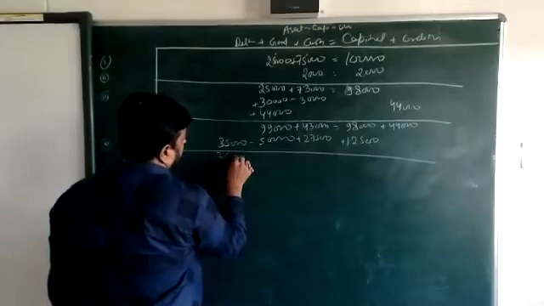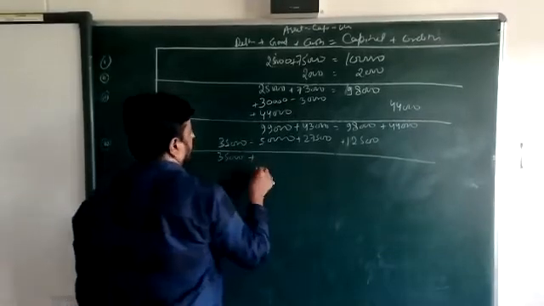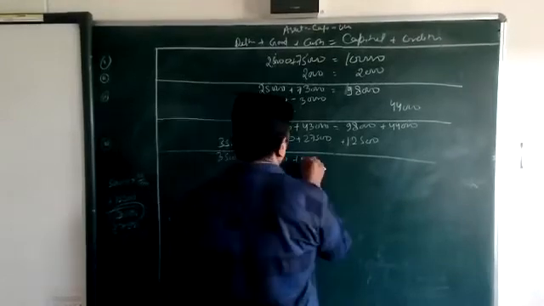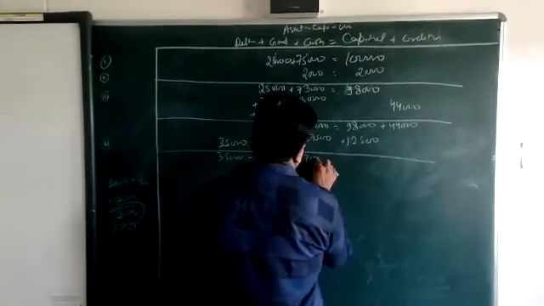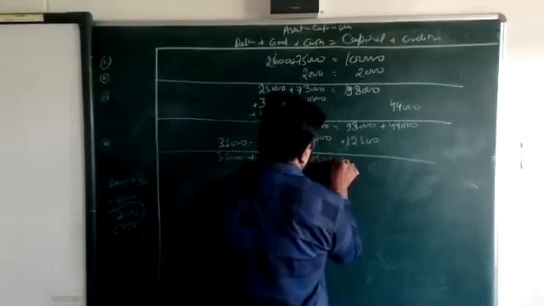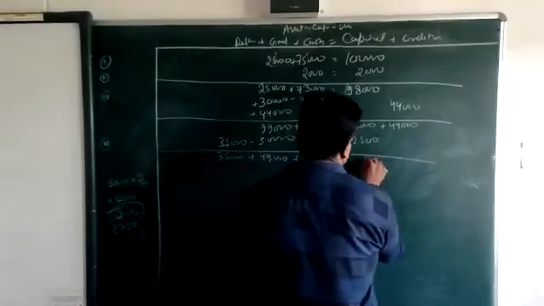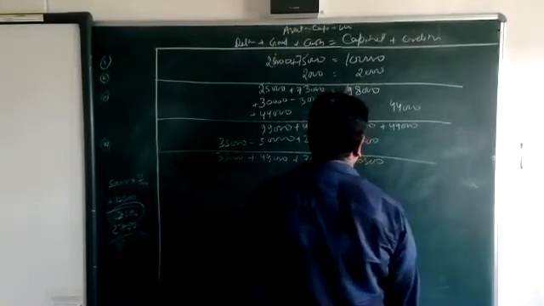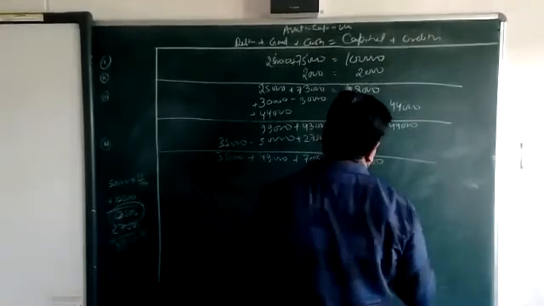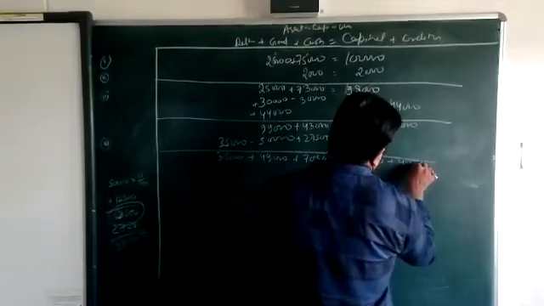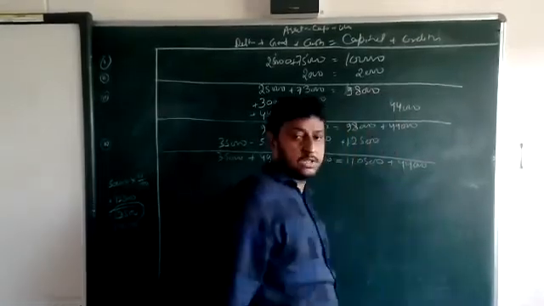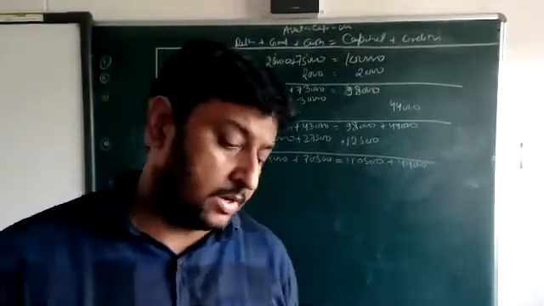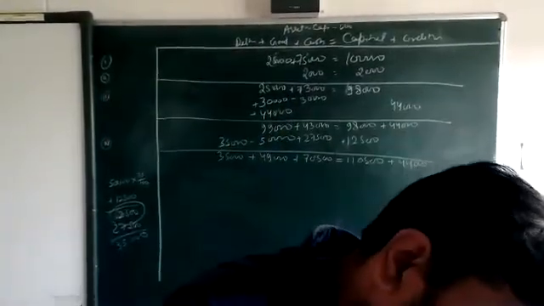Here 35,000, here 49,000, then 70,500 is equal to 1,10,500 plus 44,000. Okay, beta? Clear? Now going for the next.